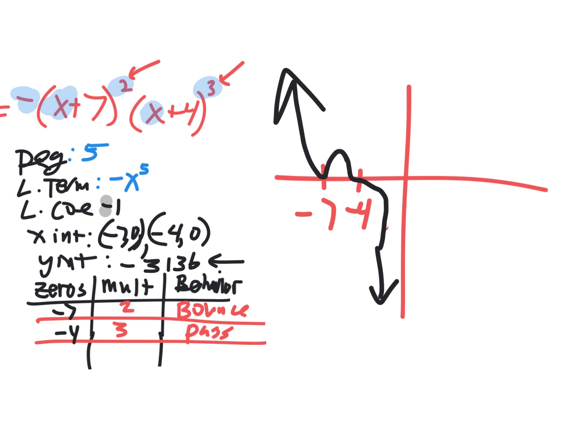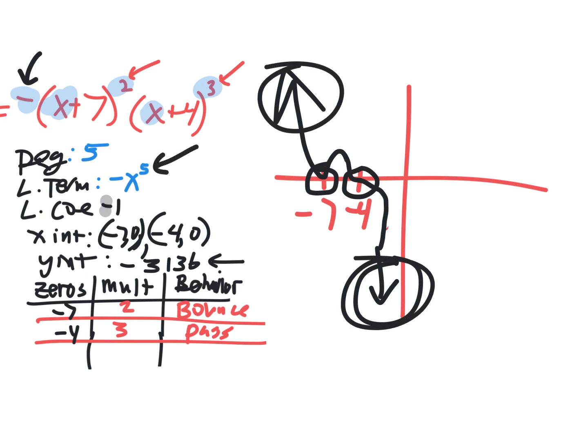Now I'm going to test myself. First, I'm going to see, did I hit in the way that I'm supposed to? I know I'm supposed to go through -4 and -7. This one, I just passed through it because it's degree 3. This one, I bounced off of it, so I'm good there. Next, my right end is down, which is from this. And the total degree was degree 5, so they should be going opposite directions, and they are.